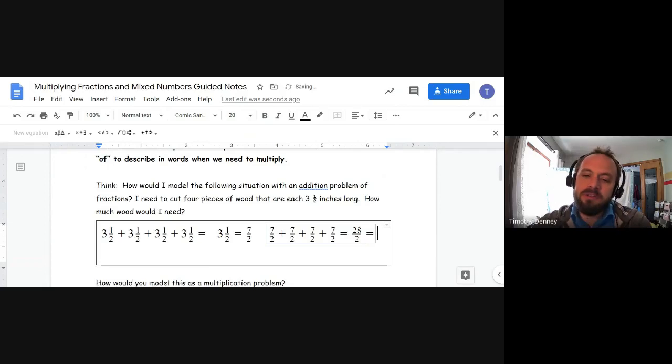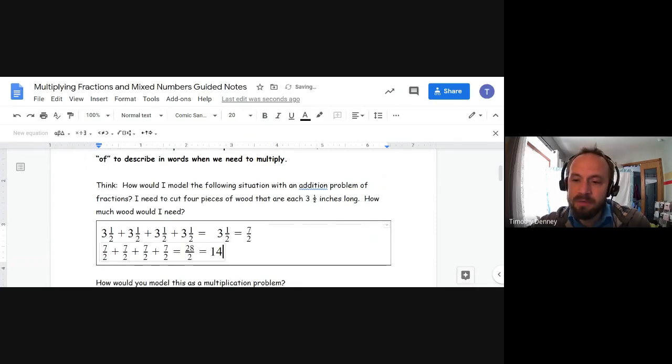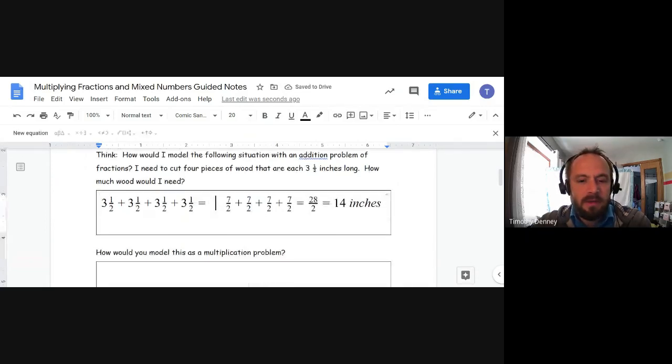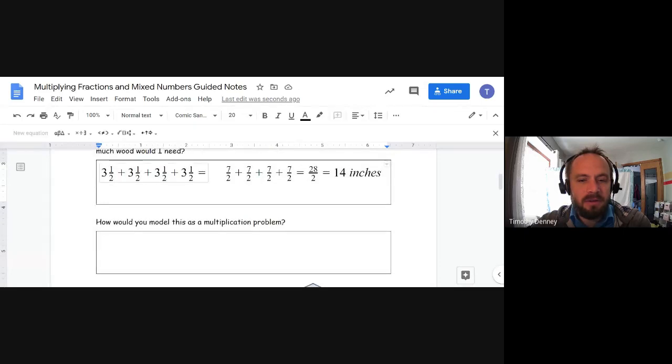And now, typically, you simplify it back to a mixed number. The easiest way to do that on this one is 28 divided by 2, which gives us 14. And on these type of problems, don't forget to put your unit. I'm going to delete this here so we have some room. 14 inches.